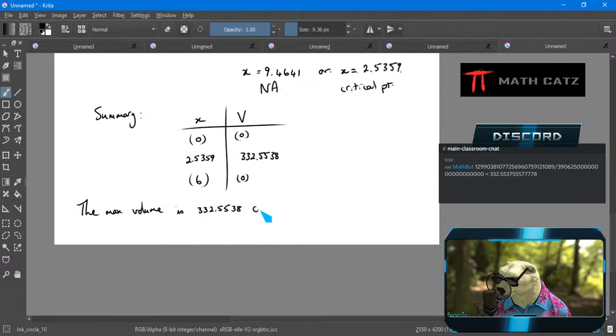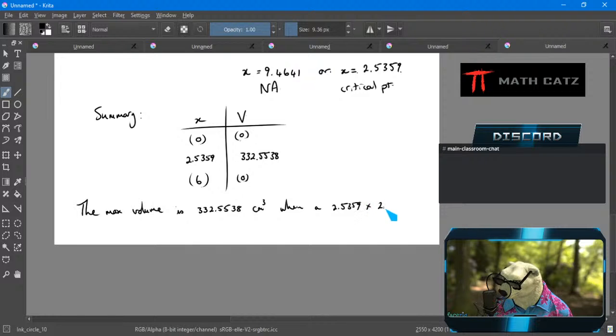What was the units? I think it was centimeters. So cubic centimeters, when a 2.5359 by the same number square is cut out. And there we go.